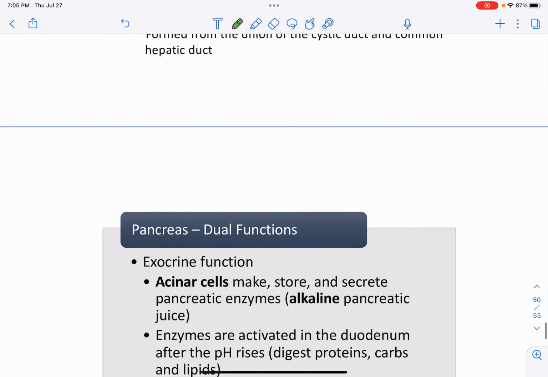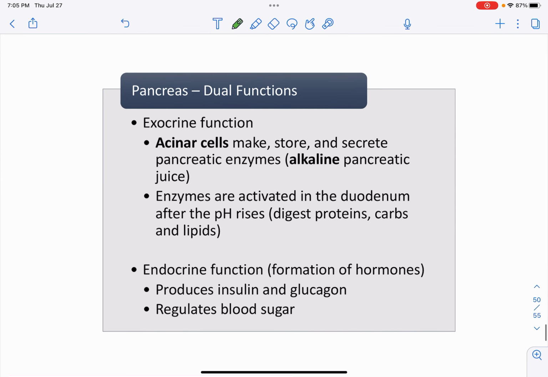All right, the last topic we'll talk about is the pancreas. All right, and the pancreas actually has dual functions. So it has two specific roles. One of them is an exocrine function, and this has to do with digestion.